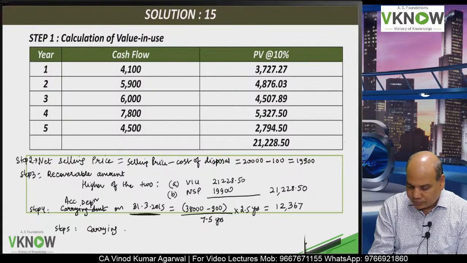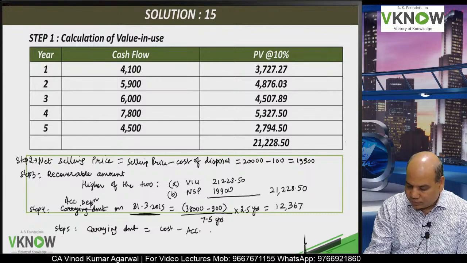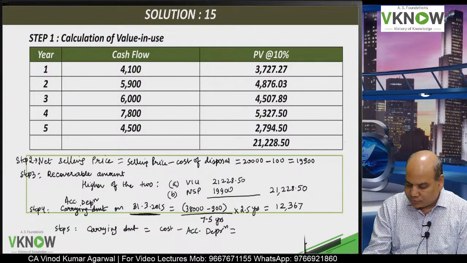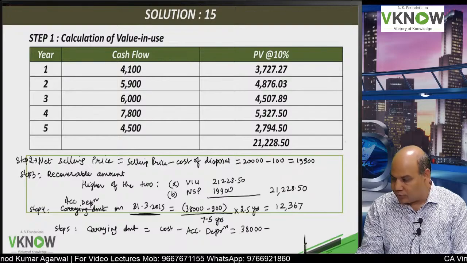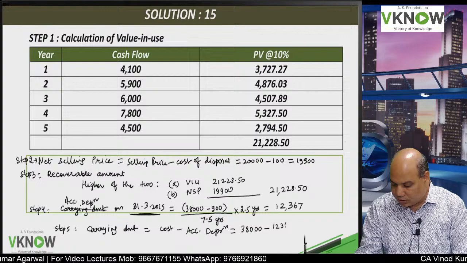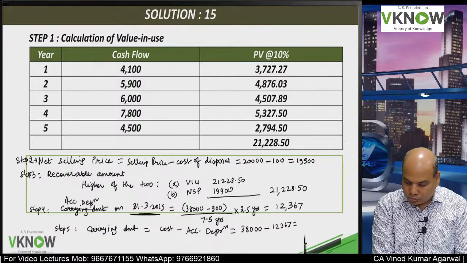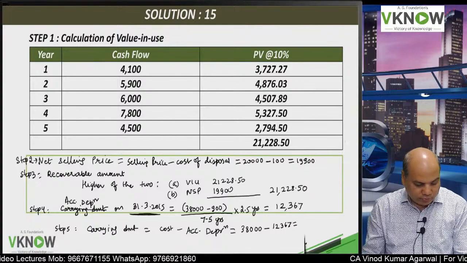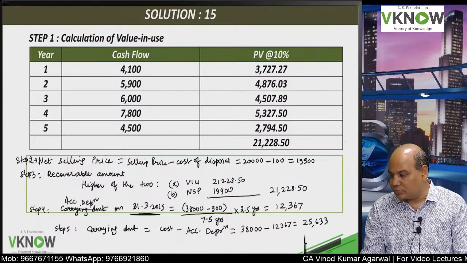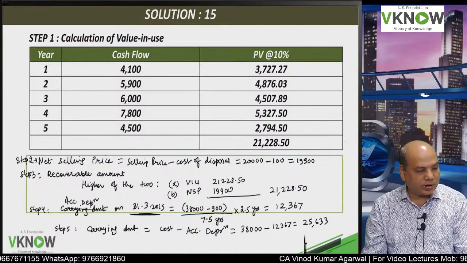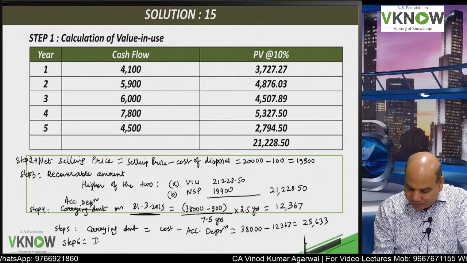Step 5, write down carrying amount. Carrying amount will be cost minus accumulated depreciation. 38,000 is the original cost. 12,367 is the accumulated depreciation. So your carrying amount today is 25633. Approximately 25633 is the carrying amount. Then you write down step number 6, impairment loss.